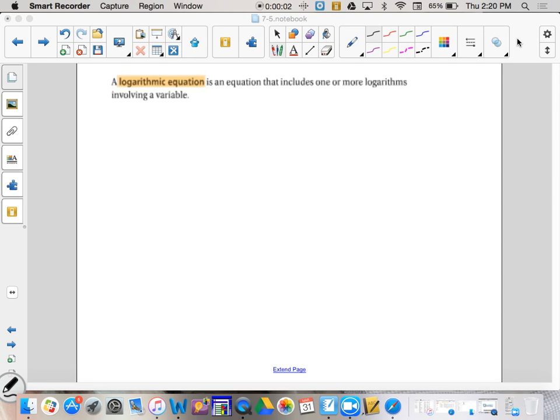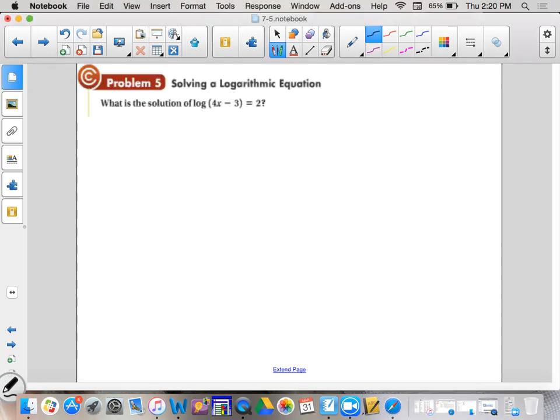Logarithmic equations. A logarithmic equation is an equation that includes one or more logarithms. So we're going from something in exponential form to something in log form that is going to have one or more logarithms. What is the solution of log(4x - 3) = 2?